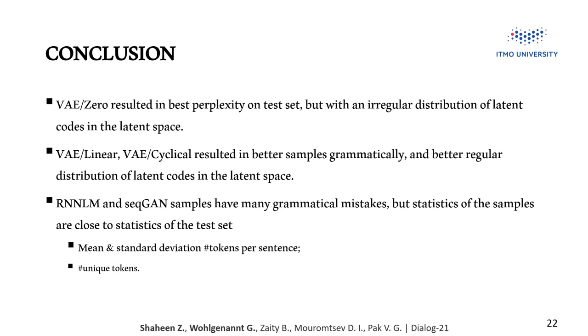RNN language model and sequence GAN samples have many grammatical mistakes, but statistics of the samples show that they are close to statistics of the test set: mean and standard deviation of the number of tokens per sentence and the number of unique tokens.